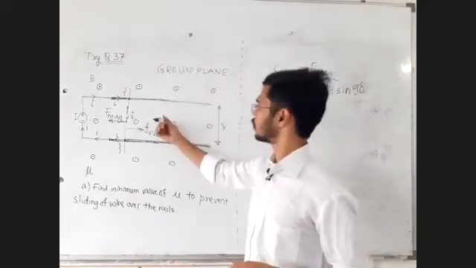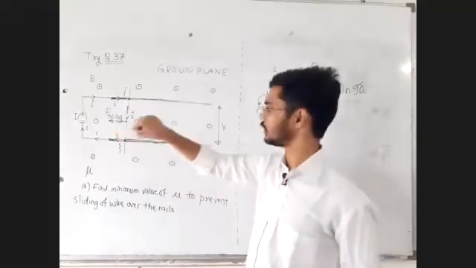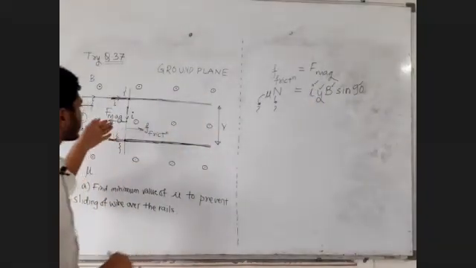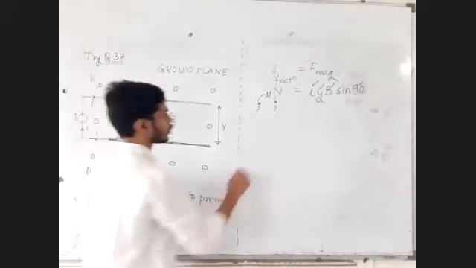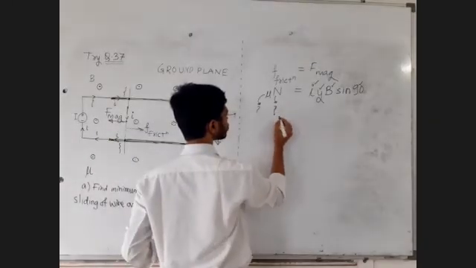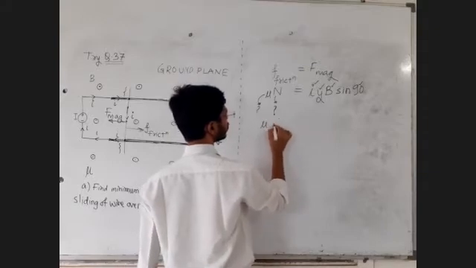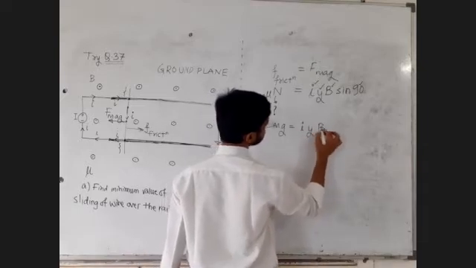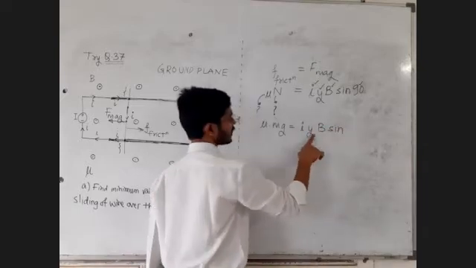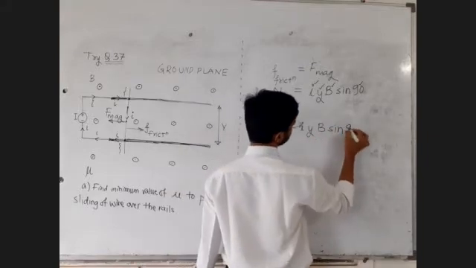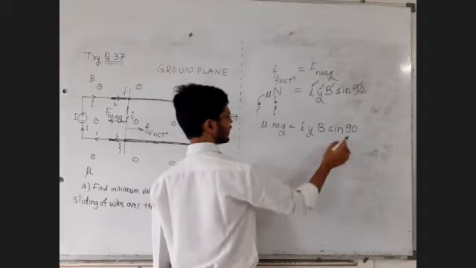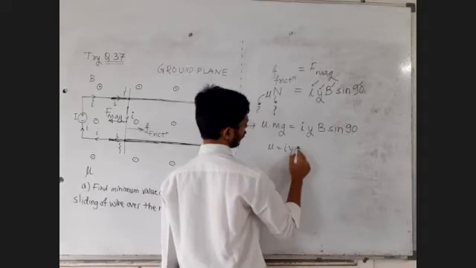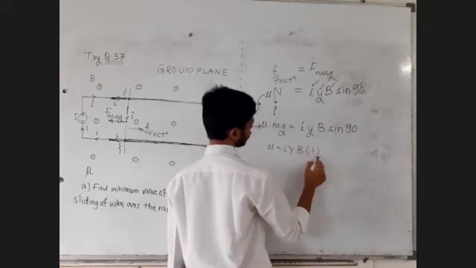So coming out means vertically up, going in means vertically down. So mg will be vertically down, and that mg will be balanced by the normal reaction. Effective normal reaction will be equal to mg. So mu into mg is equal to I L B sin theta. I is I, L is Y, B is B, theta is 90, the angle between L bar and B bar. Sin 90 is plus 1. Now mu is equal to I Y B sin 90, which is plus 1, upon mg.